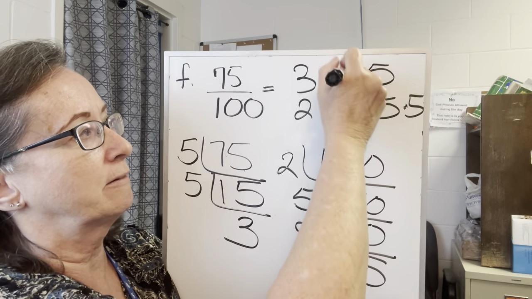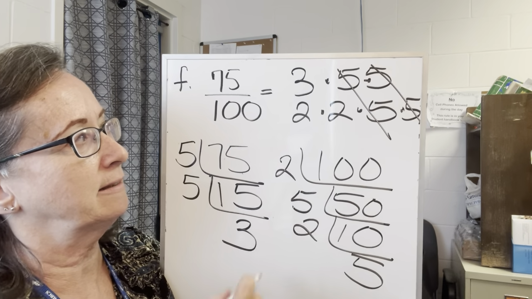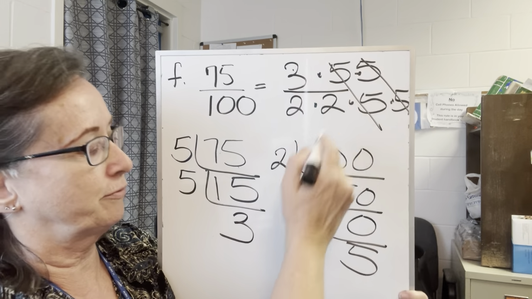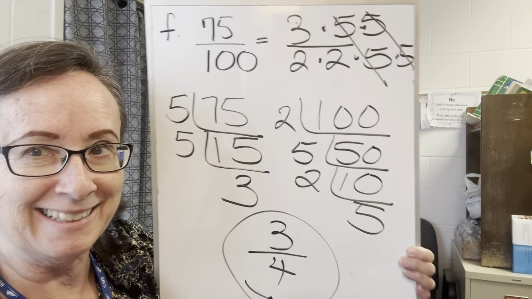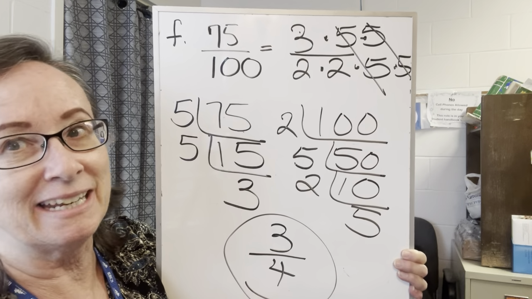Okay, so now 5's cancel, 5's cancel. 3 over 4 is my simplified fraction. And now we're ready for G.